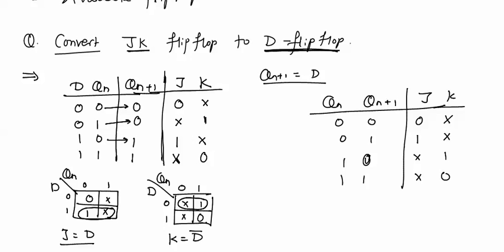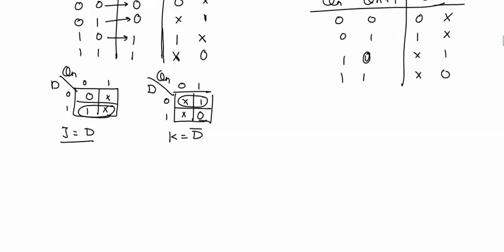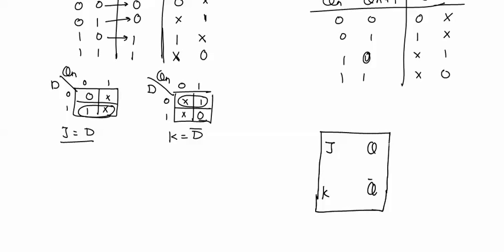Now we will implement D flip-flop from JK flip-flop. We have given this JK flip-flop, J and K are inputs, Q and Q bar are outputs. This is the JK flip-flop and it will be converted into D flip-flop by connecting J directly to D. So this will be taken as D.